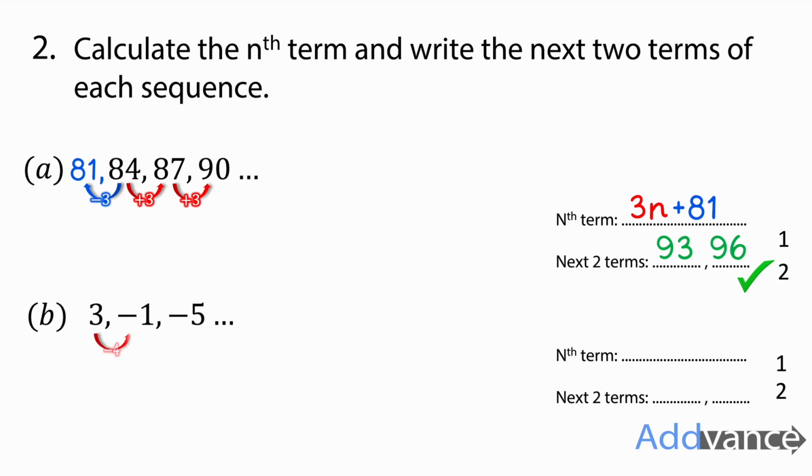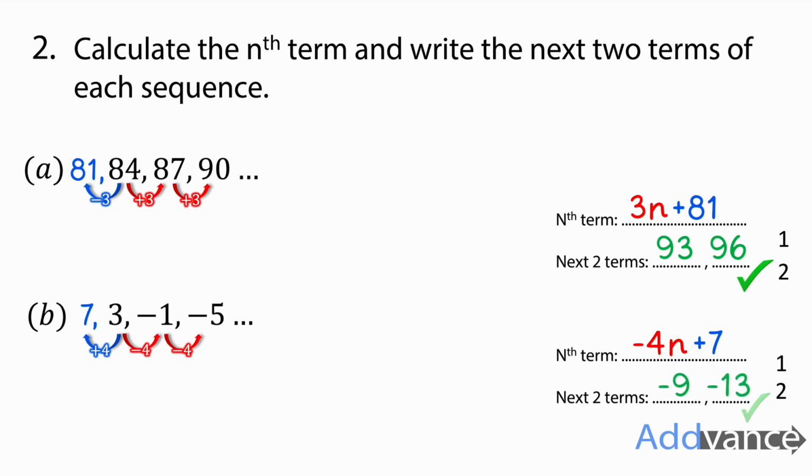Part B, here we're going down by 4 each time. We're subtracting 4 each time, so we write minus 4n. Then we go up by 4 to see what the previous term would be. If we go backwards, we'll add 4. 3 plus 4 is 7, so we put a positive 7 on the end, like that. Next two terms will be minus 1, minus 5, then it'll be minus 9, and then it'll be minus 13 on the end like that. Okay, that's question 2. We've got all the marks for question 2.